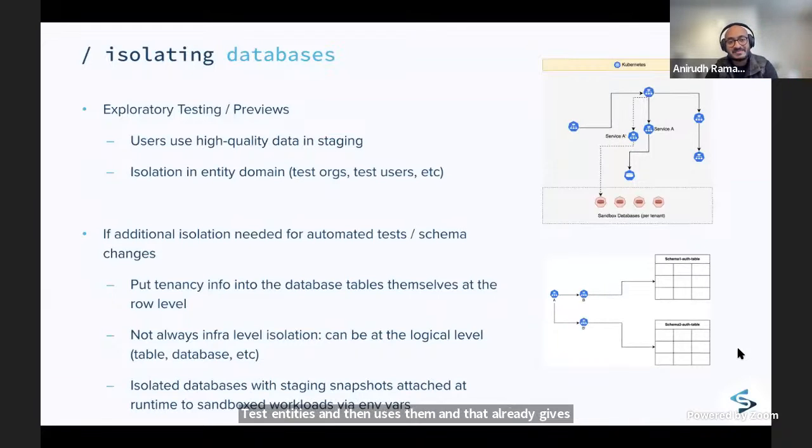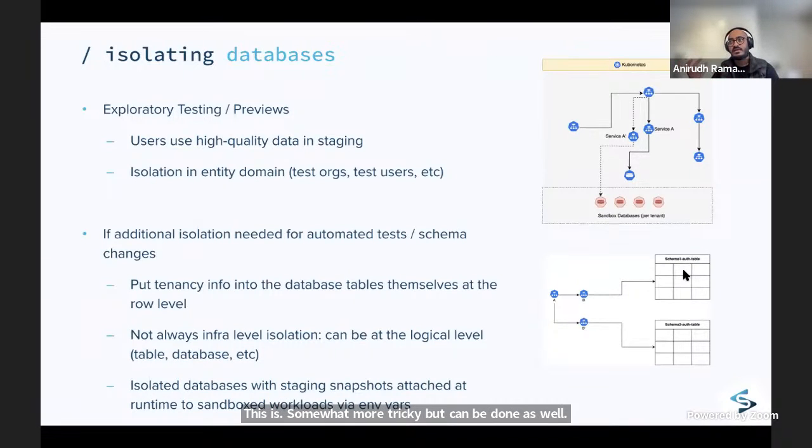But of course, there are cases where you need additional isolation. And in those cases, there are several options. Again, we don't have to immediately jump to infrastructure. We can look at logical isolation where it's just a different database table. You can have an environment variable which will show up on the sandboxed workload and say connect to the schema one auth table instead of the schema of the original auth table in the shared dependency. And then very advanced would be putting tenancy information into the tables themselves. This is somewhat more tricky, but can be done as well. So there's many different options here.